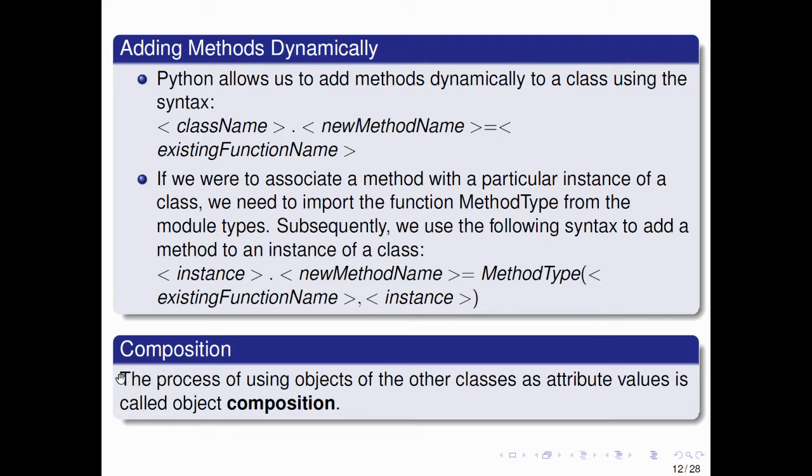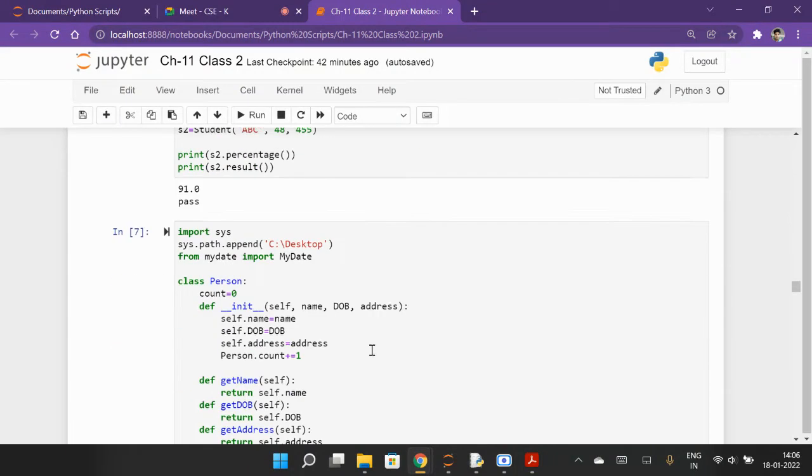First, let us see. The process of using objects of the other classes as attribute value is called object composition. Okay, so when you use objects of the other classes as attributes, meaning variables, or methods sometimes. So the process of using objects of other classes as attribute value is called object composition. The example of composition you have seen, I think, in the beginning, when we were calling that function.